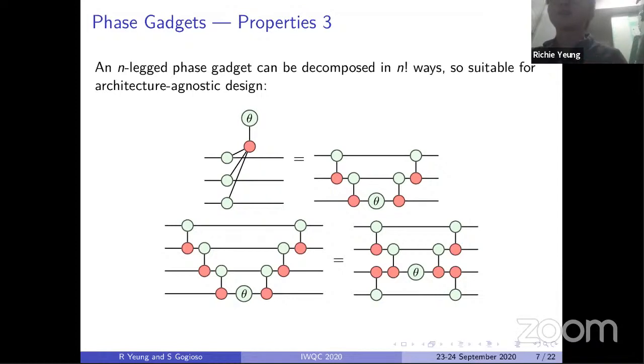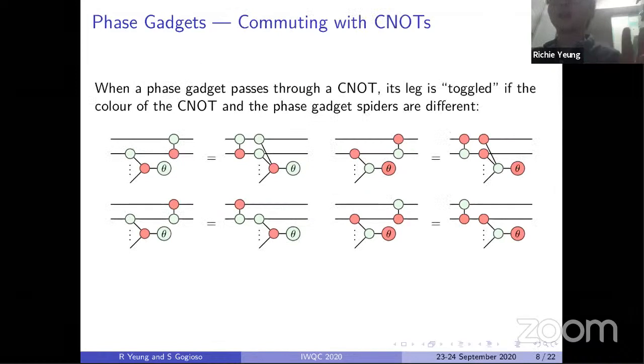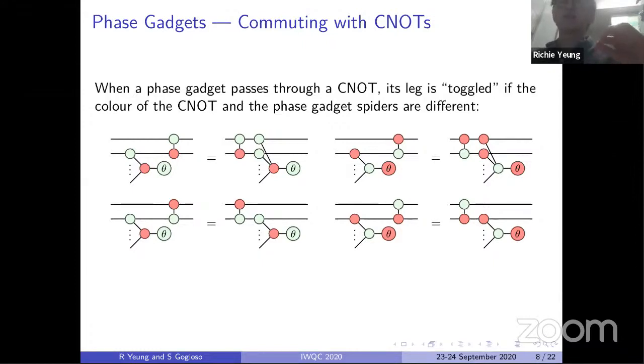Now we're working with an even smaller set of rules. Here are essentially the 4 rules you need to know for working with phase gadgets in this talk. The way to remember these rules is, when you have a phase gadget passing through a CNOT, when the colors of the spiders are the same, then the legs don't change.